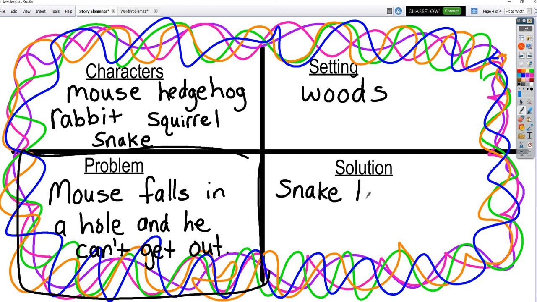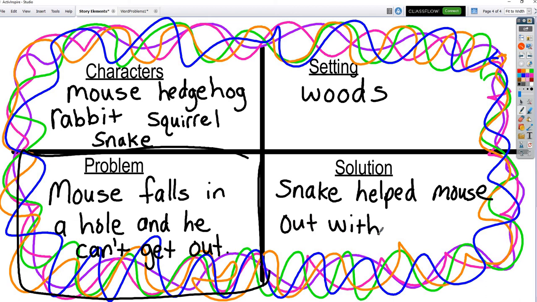Snake helped Mouse out with a what? What did he use to help him out with? Yeah, he helped him out using a stick. So he helped him out with a stick. Very good. And now that's a sentence, and people understand what it means because I didn't leave anything out.